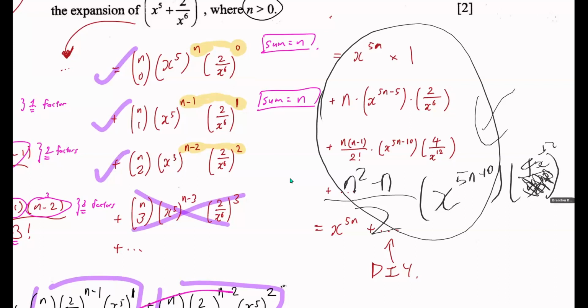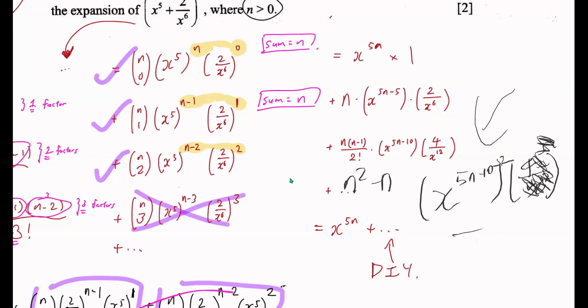Then you have x times something, x to the power 5n minus 10, times x to the power negative 12. Same base, different power. Multiply, need to add the power. Yes, so it becomes x to the power 5n minus 22. And there's also a 4 here, which cancels the 2. So there's a 2 bracket.